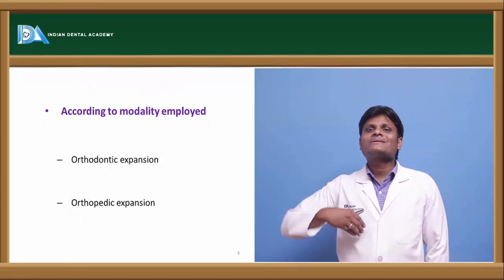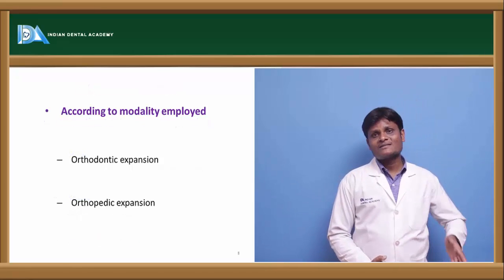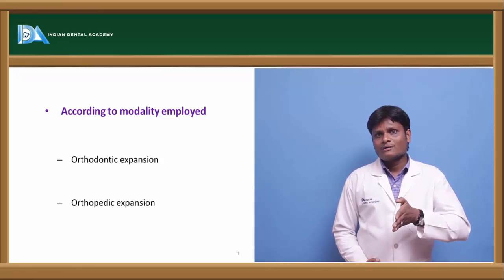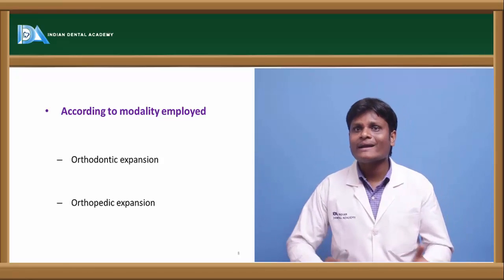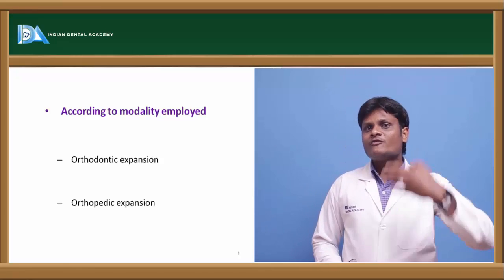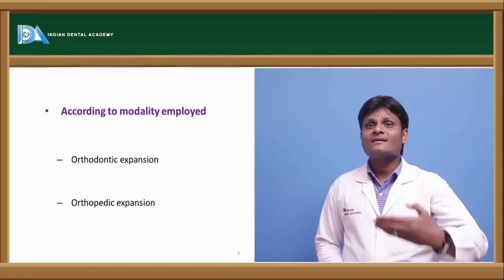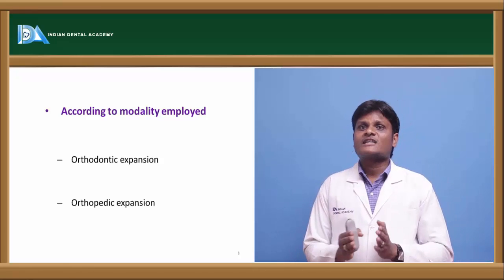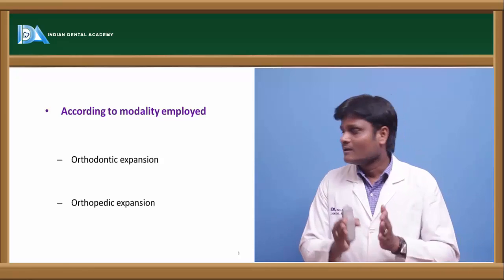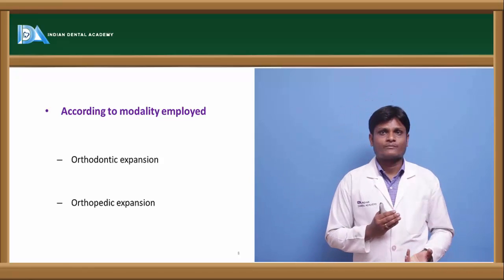Now, according to the modality employed, that means when we try to expand the jaw, it might be a skeletal expansion or a dental expansion. Usually, as the age of an individual advances, that is, the older an individual is, the expansion achieved will be more of a dental type rather than a skeletal type. This is called orthodontic expansion.